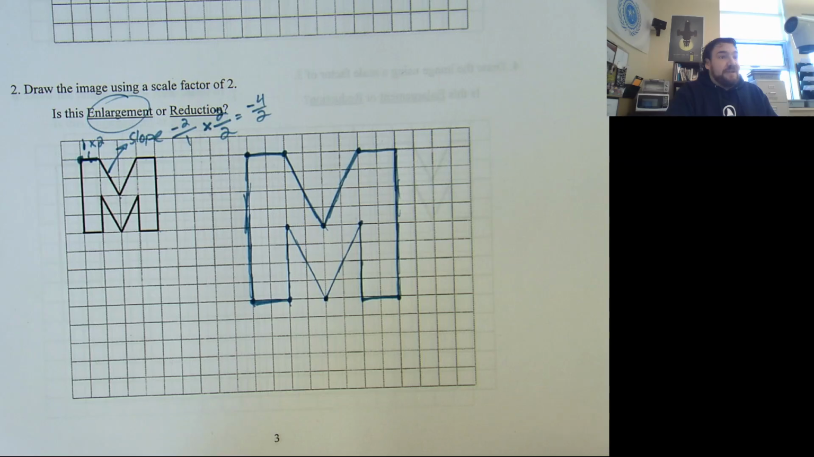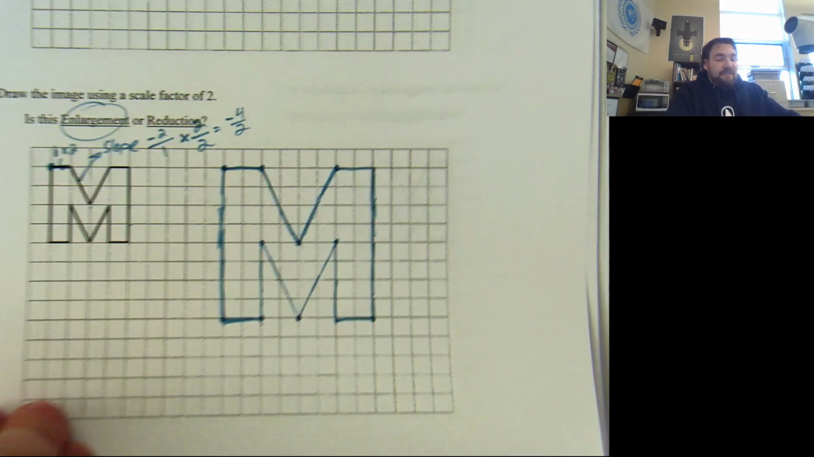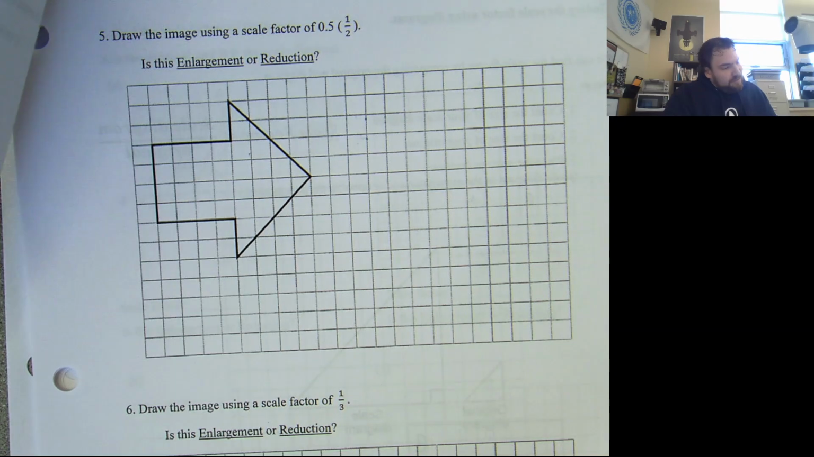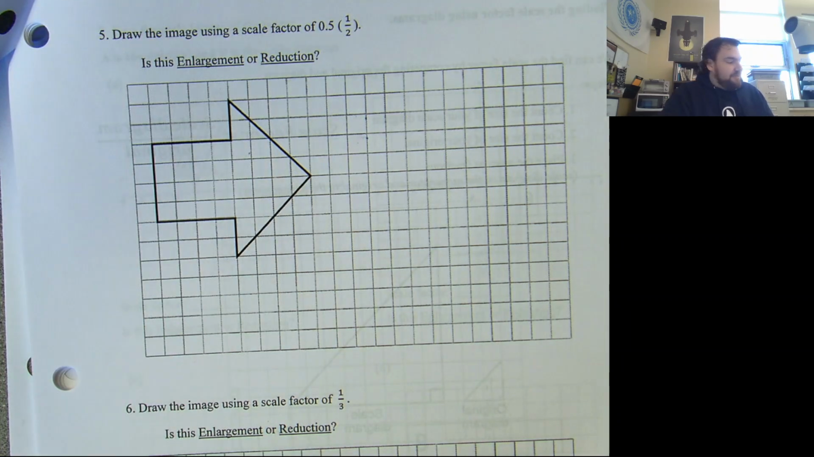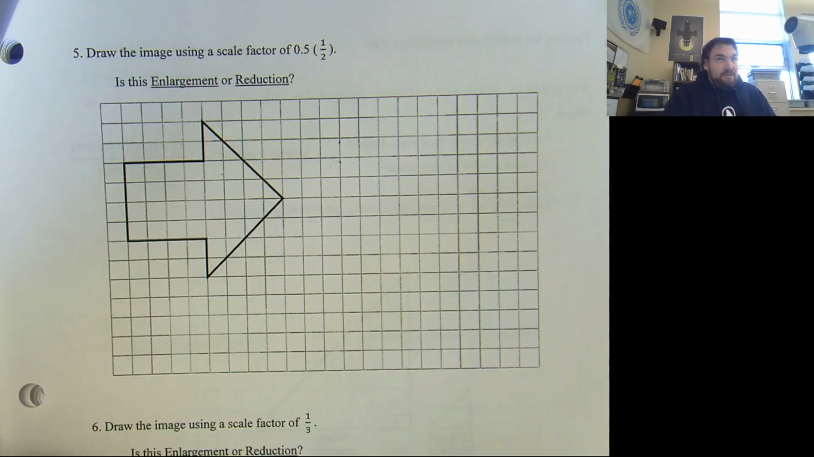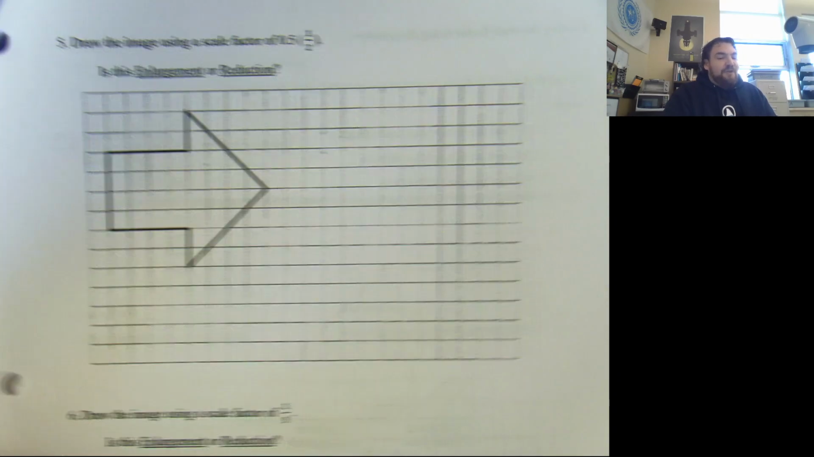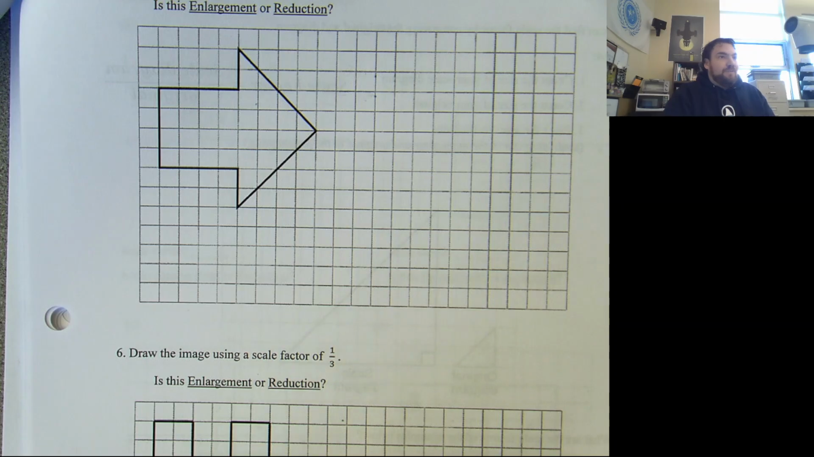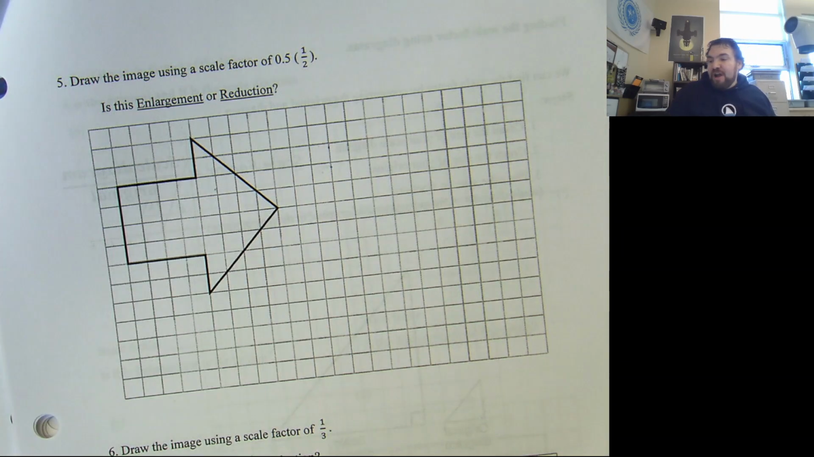Okay, then I want you to flip the page, and I want you to do pages 4 and 5. There's 4 drawings to do, 2 enlargements, 2 reductions, and I want you to play with those. I will give you 12 minutes. At 12:30, we'll take these up on your marker set, go. 4 drawings, grow them or shrink them.